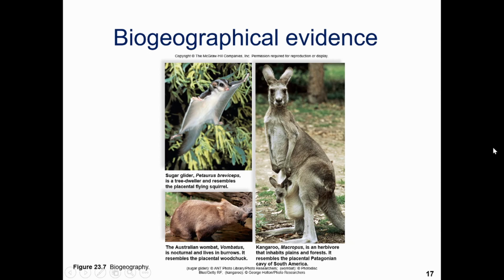A really good example of that would be marsupials. So marsupials are pretty much limited to Australia. Right? There really aren't any others anywhere else. And yet we do see some similarities that pop up between the marsupials of Australia and the mammals that we find all around the globe.